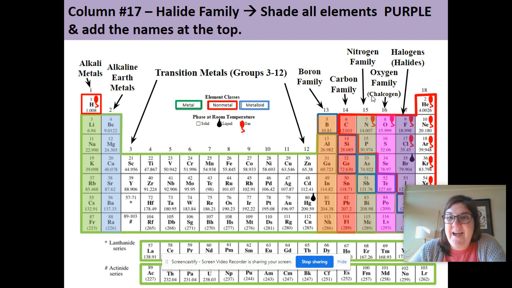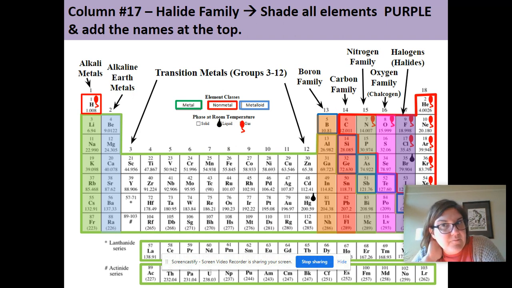And then here we go, the halogens. The halogens are extremely reactive gases, okay? So fluorine, chlorine, here's chlorine. Look at that. Most reactive non-metal, best friends with the most reactive metal. Look at that, okay?